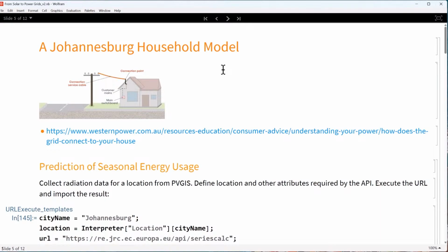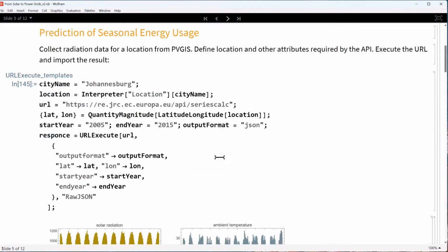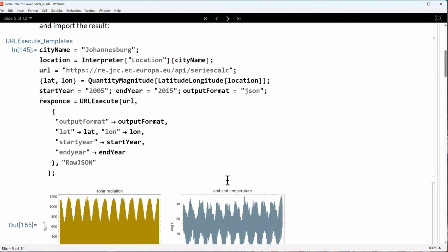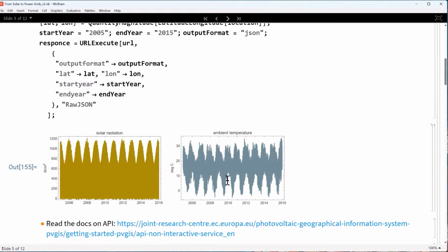Let's explore our use case through a household in Johannesburg. Before we look for solutions to improve reliability, it's important to first understand the electricity demand and identify the main contributors. Climate plays a big role here, influencing seasonal heating and cooling needs. So, let's start by gathering data for Johannesburg. Using the Wolfram Language, we can easily connect to open data sources like PVGIS to extract solar radiation and temperature information for the region.